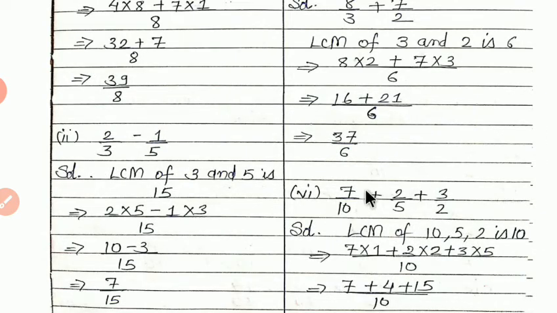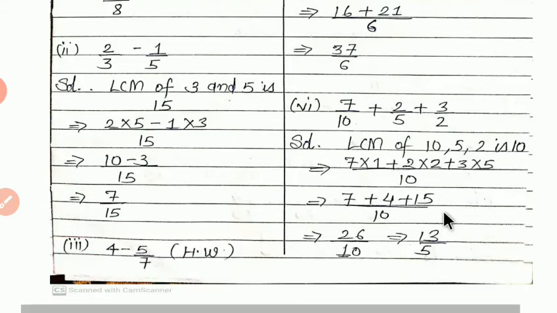Then 6th one, 7 by 10 plus 2 by 5 plus 3 by 2. Now first we will take the LCM. So LCM of 10, 5, 2. If we take, it will come as 10. Now we have to make the denominator 10 in all the 3 fractions. So here you can see 10 is already given. It means we have to multiply by 1 only in 7 by 10.